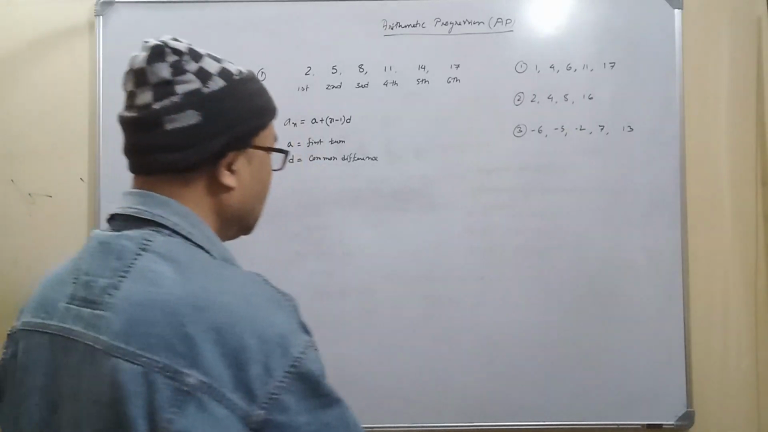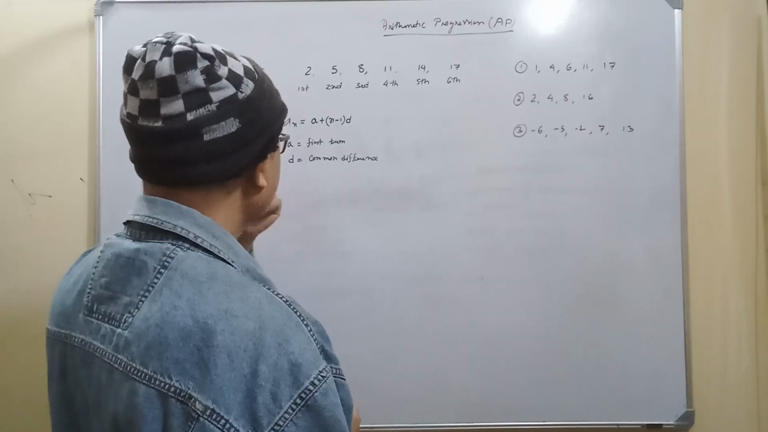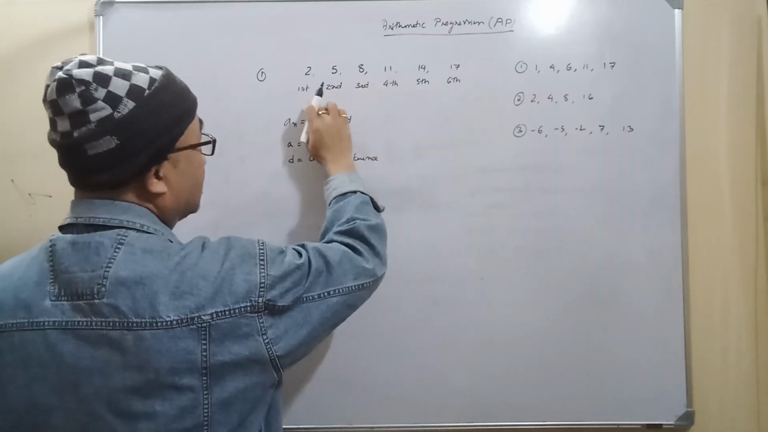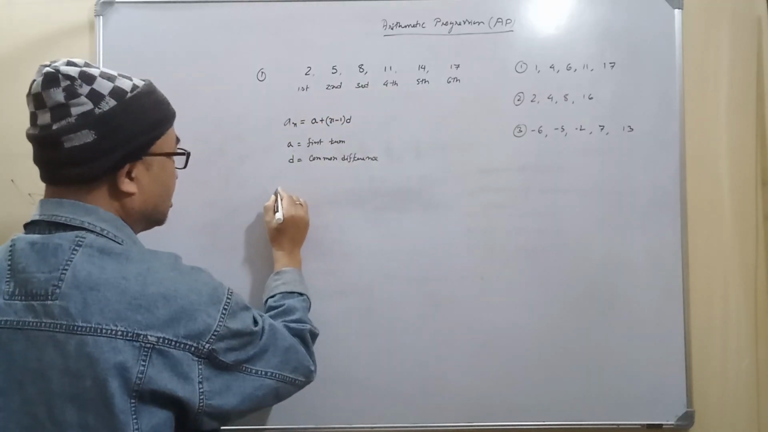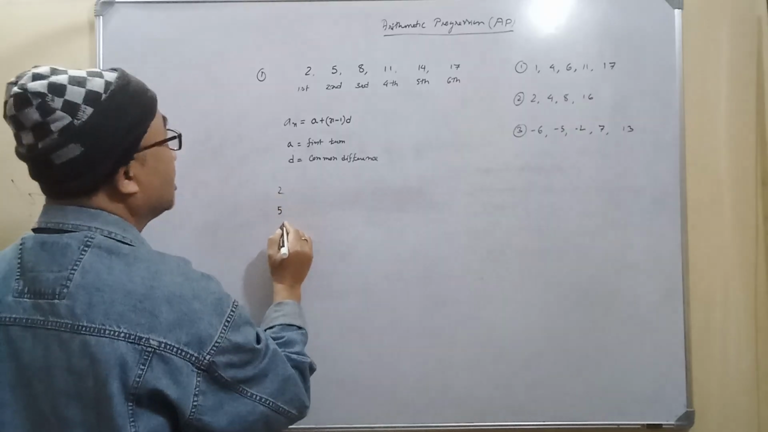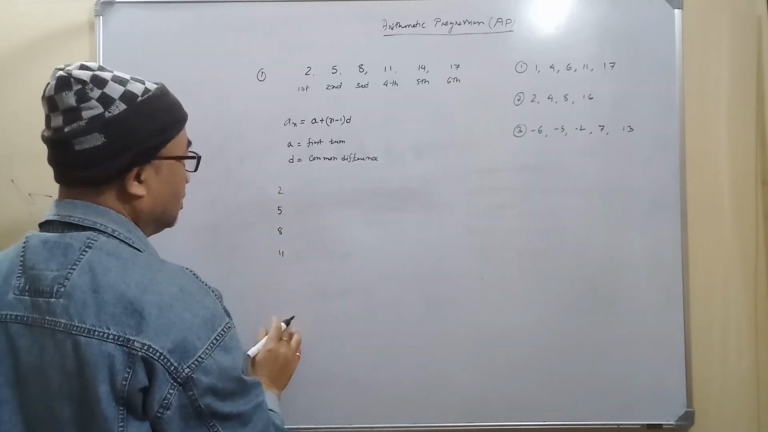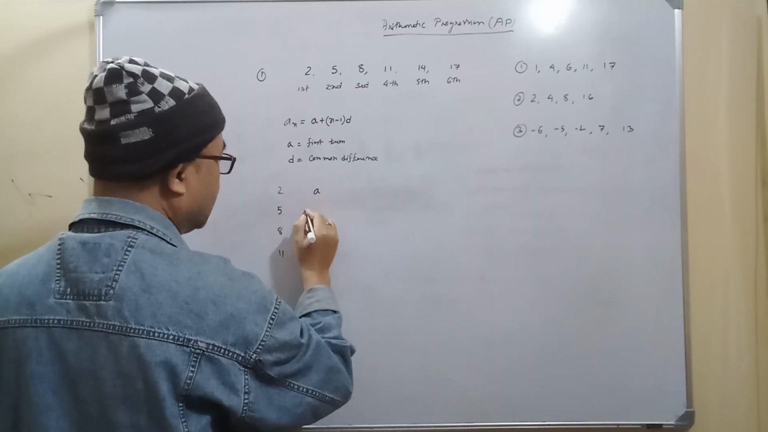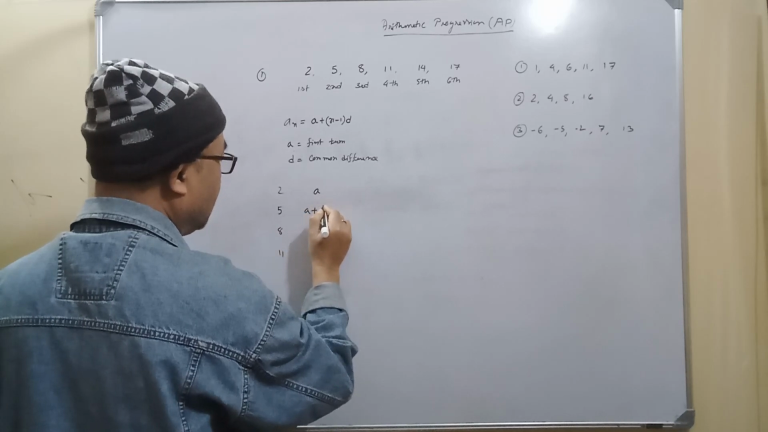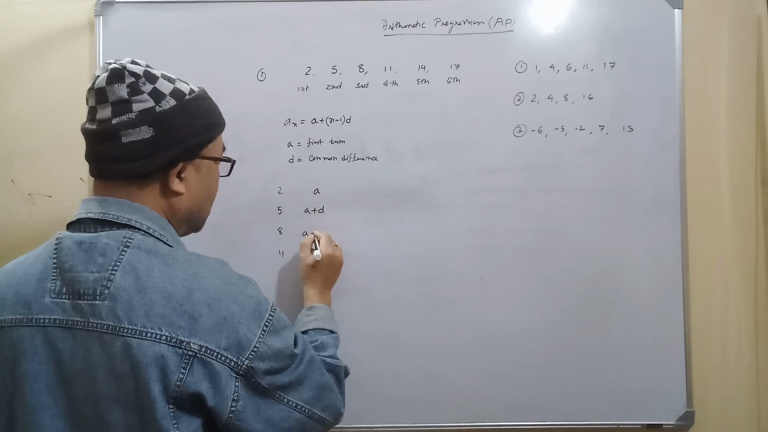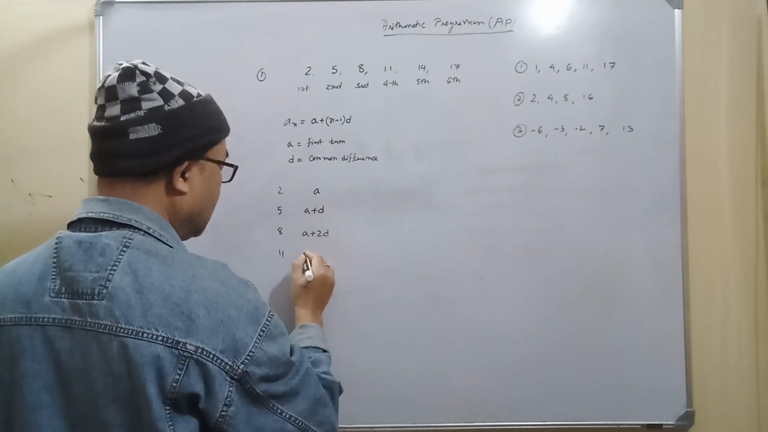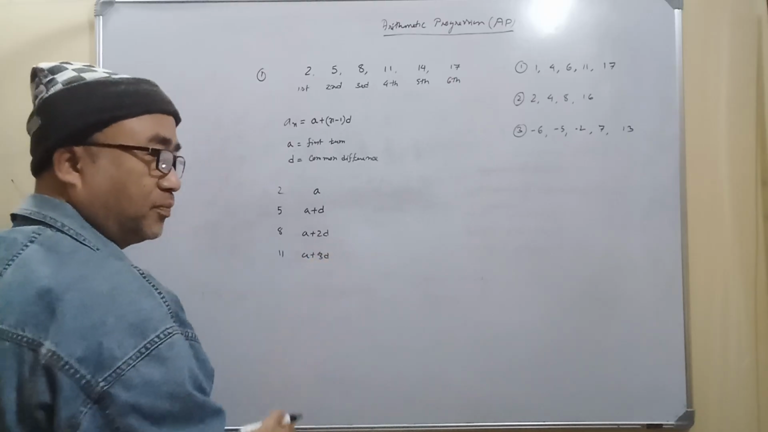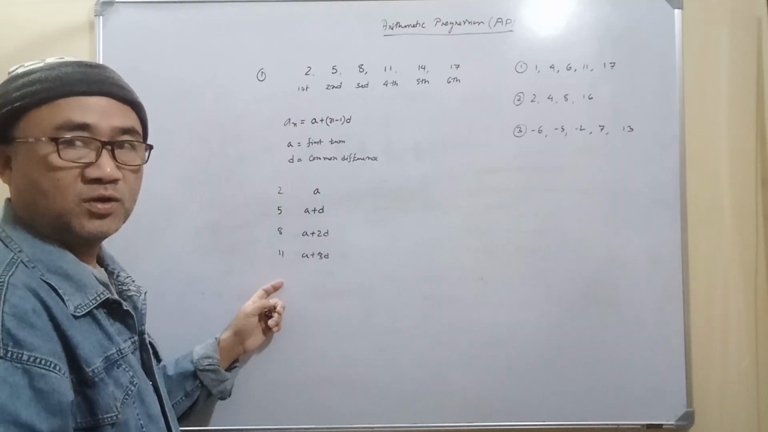Okay. Another important thing to note here is that the terms, let us take this arithmetic progression. Here the first term is 2, the next term is 5, the next term is 8, the next term is 11, and so on. The first term can be written as A. The next term can be written as A plus D. The next term can be written as A plus 2D. The next term as A plus 3D, and so on. Do you follow this?